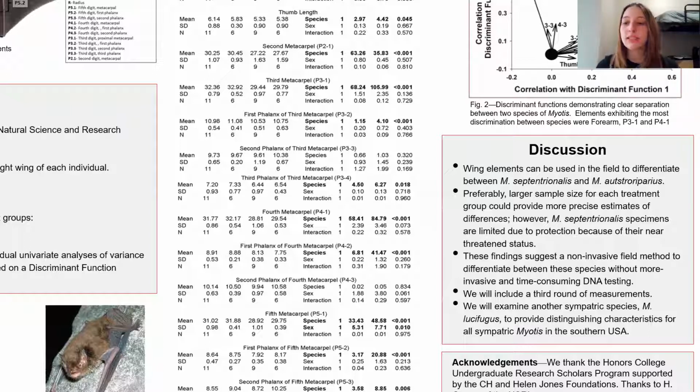Our findings still suggest a non-invasive field method of distinguishing between the two species as an alternative to DNA testing, which would be more time-consuming, more invasive, and would require biological samples. We do plan on conducting a third round of measurements and also measuring a third Myotis bat species, Lucifugus, so that we will hopefully have distinguishing characteristics for all sympatric Myotis in the southern United States.